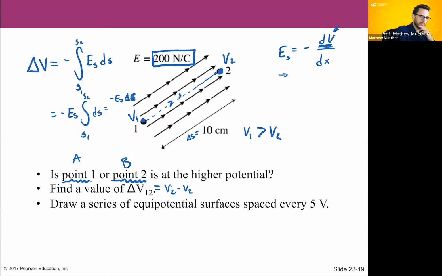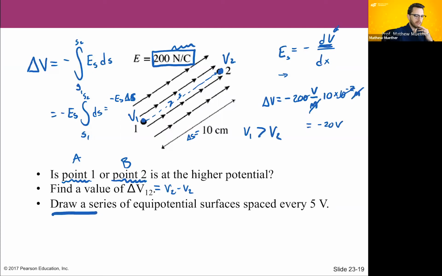So the change in the potential is going to be equal to minus 200 newtons per coulomb. That's also the same units as volts per meter. So I'm going to change it to volts per meter, because then I'm going to multiply this by 10 times 10 to the minus 2 meters. And I can see the meters cancel out to give me something in units of volts. What is this going to be? The 100 cancels out here. It's going to be minus 20 volts. So I can see the change in the potential. I lose 20 volts as I go from 1 to 2.